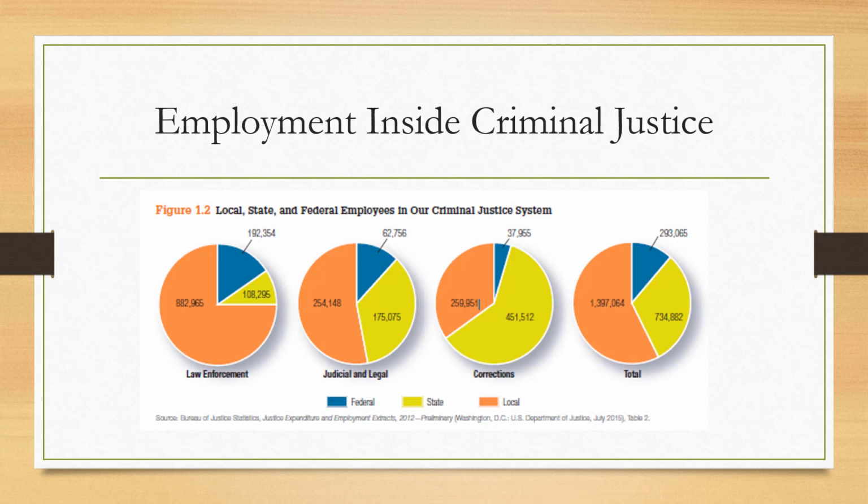It's just about as bad in that regard when you get to the courtroom. Only when you get to corrections, when you get to jails and prisons, is it even close. But there's where the state takes over. Still, the feds are small players. And overall, if you look at the numbers, that last one, the total, you'll see that really it's the locals that do most of the policing, most of the jailing, most of the corrections and the trials.